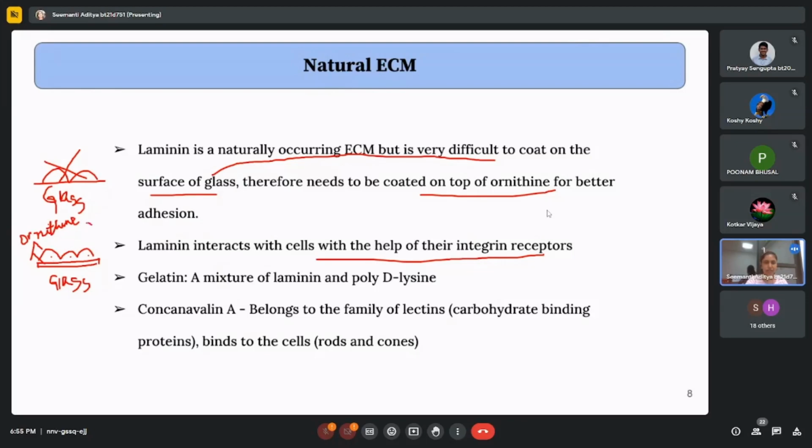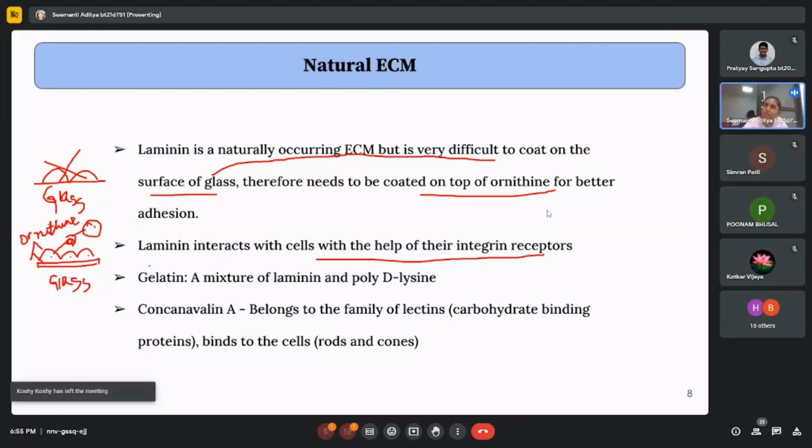So suppose this is the cell, and this cell has the integrin receptors, and these integrin receptors will interact with the laminin, and so the cells will get attached to the substratum. So this is the way a laminin helps in interacting with the cells.